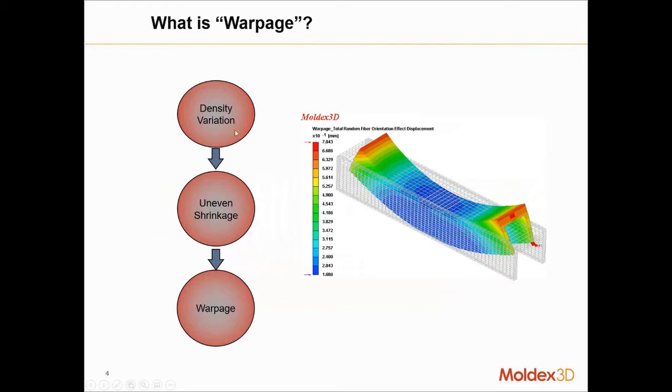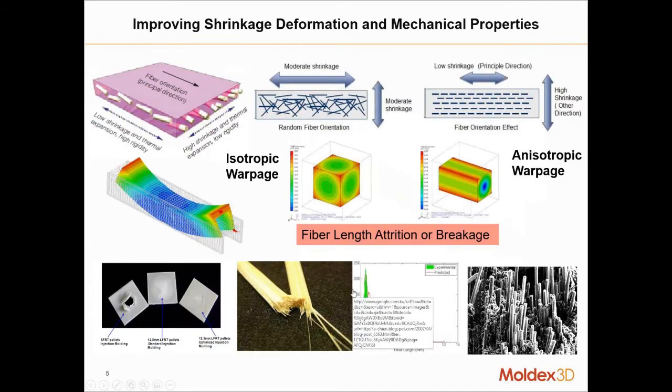If we start out with some sort of density variation, maybe if the fibers are more heavily concentrated in one area of the part, then we'll have an uneven shrinkage, and that uneven shrinkage will cause a warpage at the end of the day. Now, there's a lot of things that actually go into the study of warpage based on fiber orientation, but the overarching concept is that the direction of the fibers is going to impact the ability of the material to shrink back to its original state.